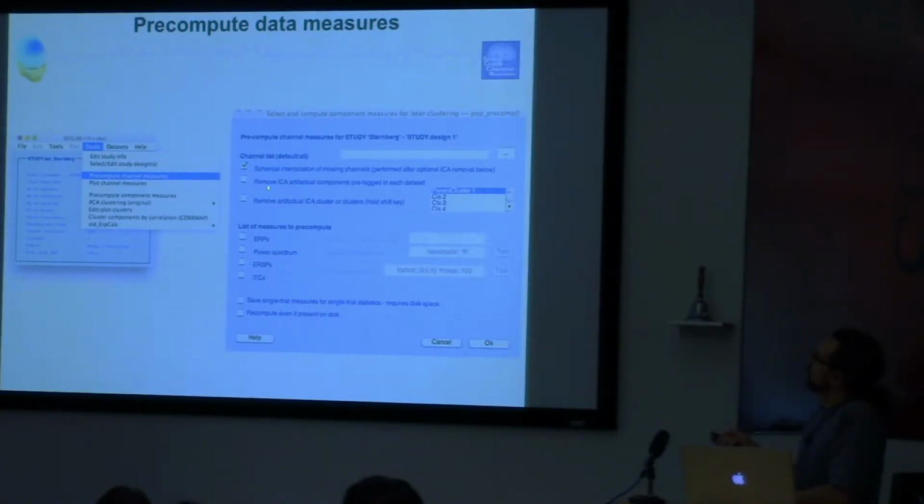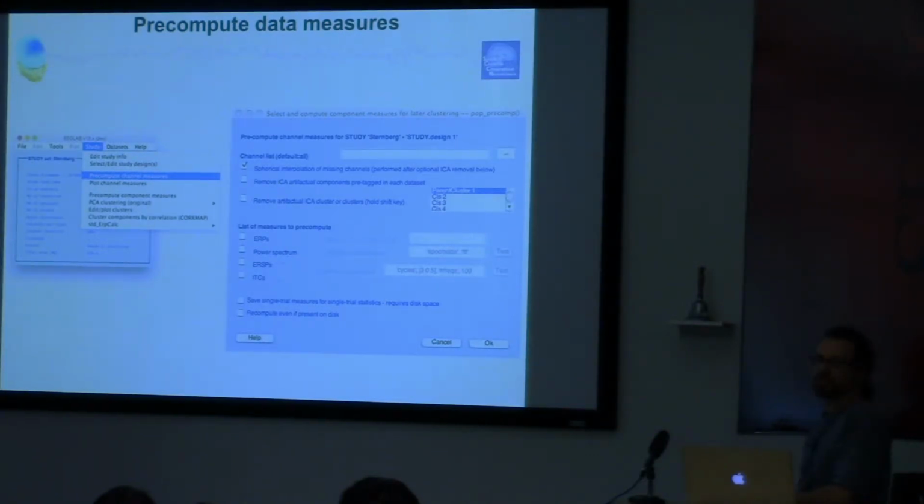So here, these are different entries. The first one is the channel list. By default, it computes all. We don't advise to change anything here. Then spherical interpolation is good. So that's what I said yesterday: don't interpolate your channel at the single subject level. Just use spherical interpolation at the study level.